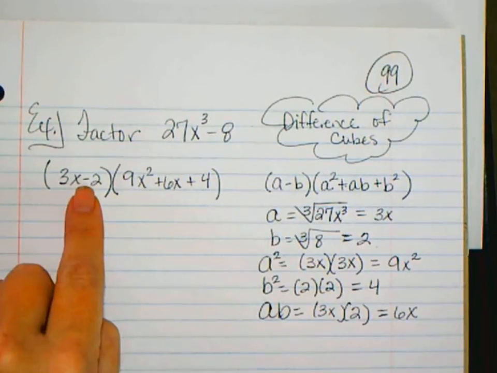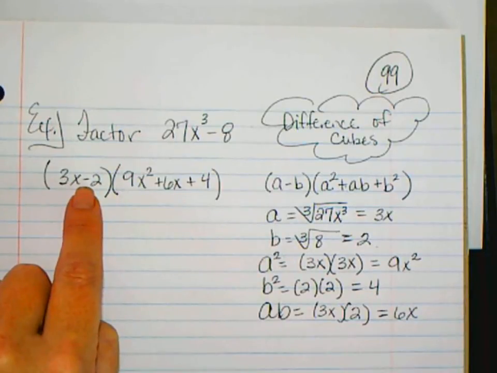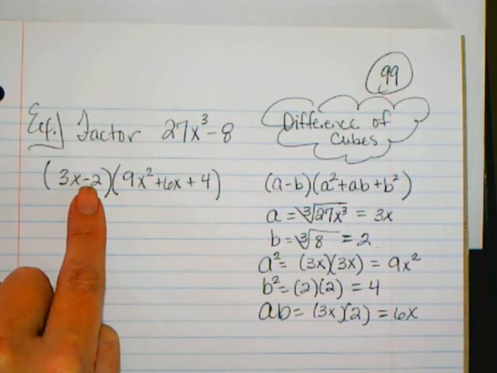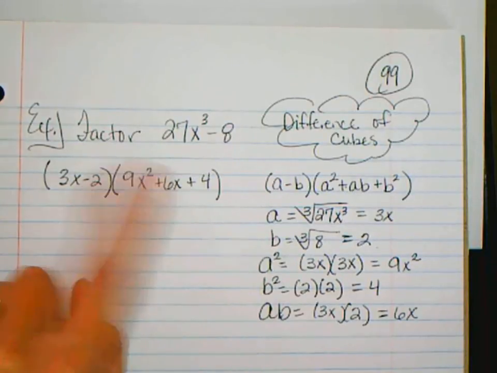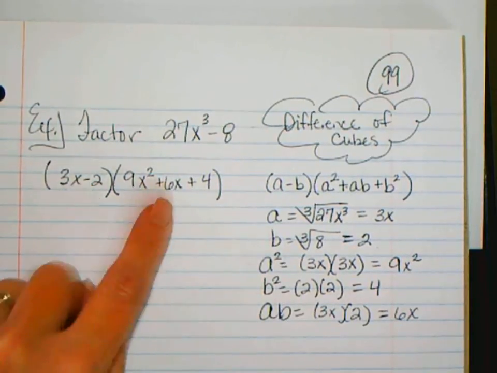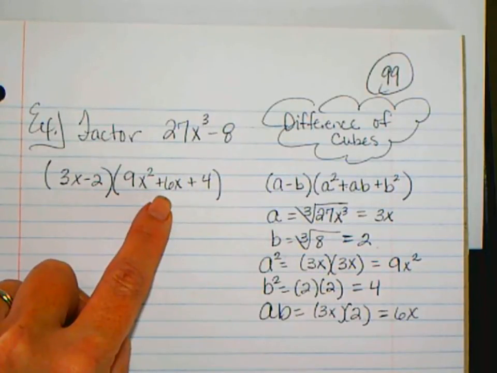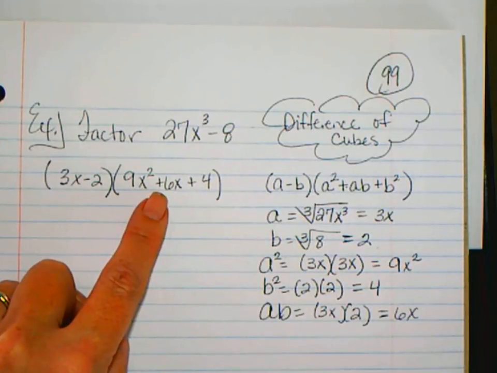3x minus 2, that's a linear factor. The only way you can factor linear factors is if they have a GCF. Does it? No. So that's completely factored. 9x squared plus 6x plus 4, that's a quadratic. It may be able to be factored using divide and slide.